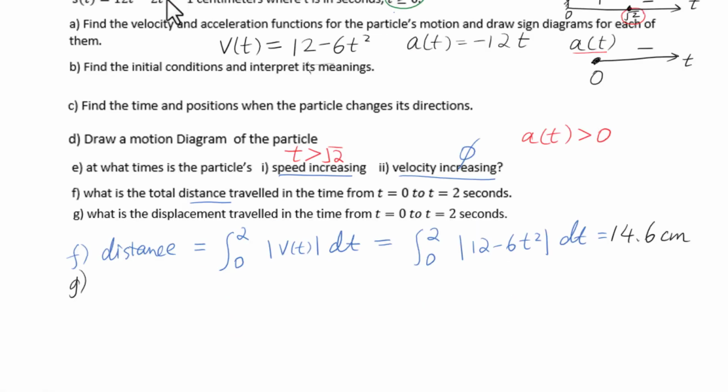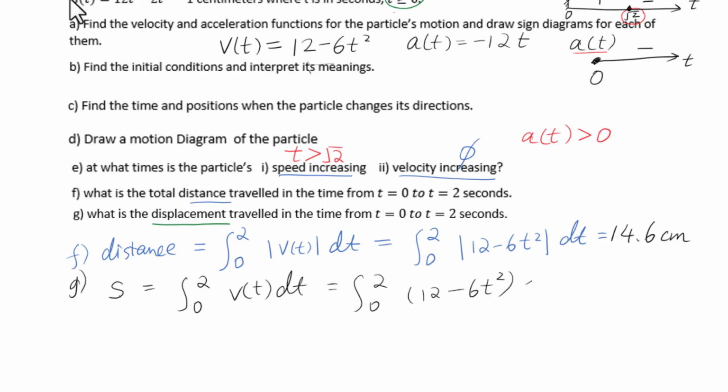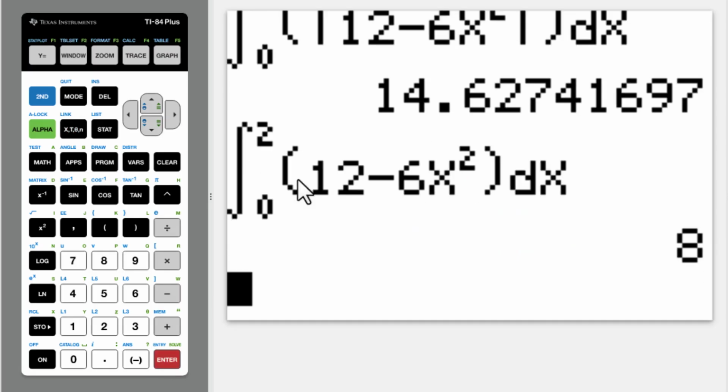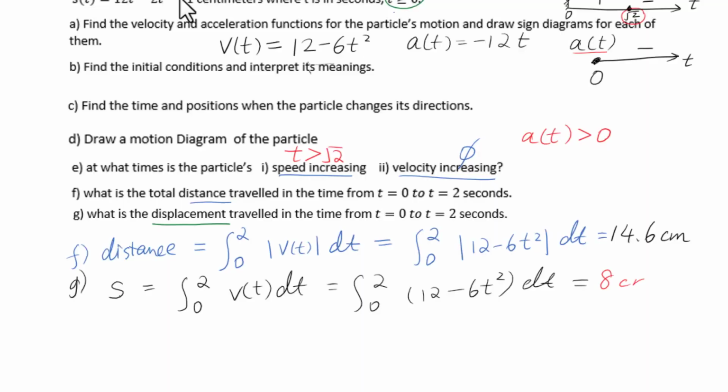Let's go to G. What's the displacement in the time from t equals 0 to t equals 2 seconds? The displacement equals the integral from 0 to 2 of velocity dt, which equals the integral from 0 to 2 of 12 minus 6t squared dt, which equals 8 centimeters.